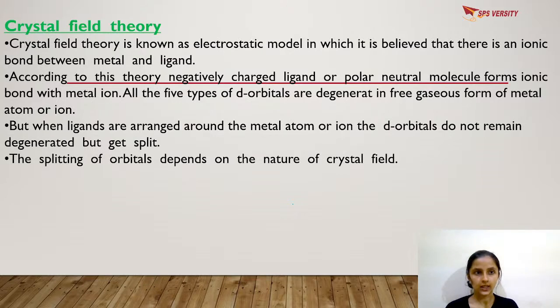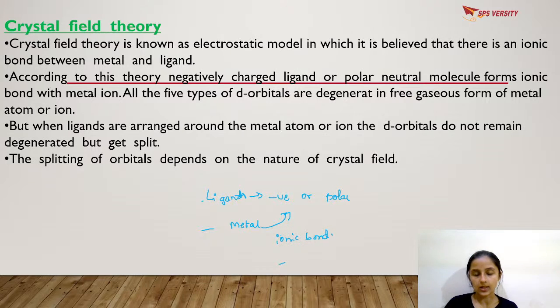According to the crystal field theory, it considers the coordinate bond between the metal and the ligand as an ionic bond, where the ligands are considered as either negatively charged or neutral, but they should be polar molecules, which form the same type of ionic bond with the metal.